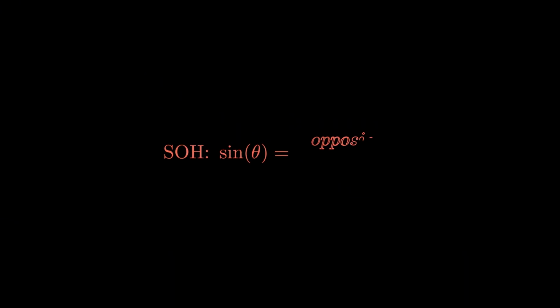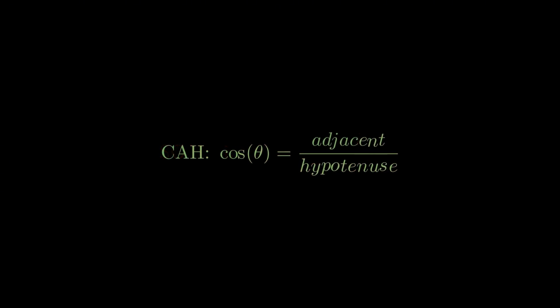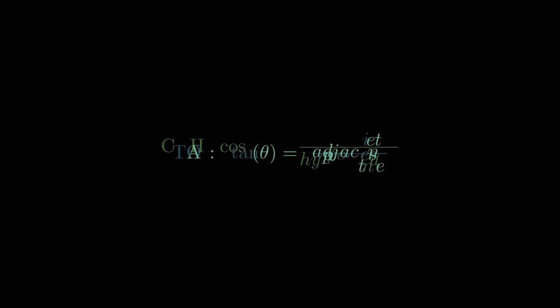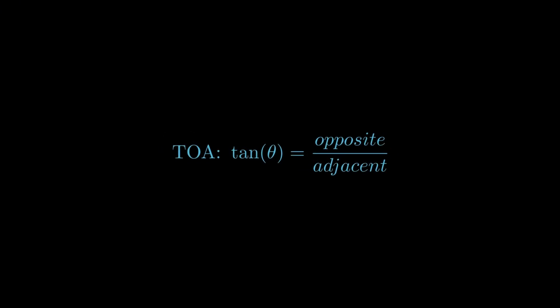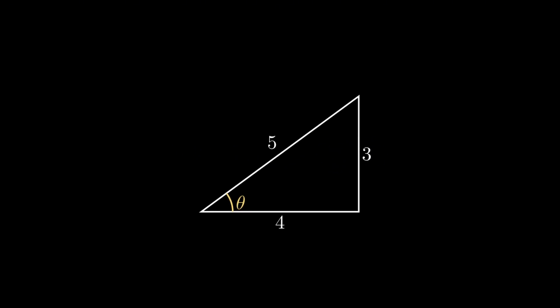And this is where SOHCAHTOA comes in. SO stands for sine equals opposite over hypotenuse, CA stands for cosine equals adjacent over hypotenuse, and TOA stands for tangent equals opposite over adjacent. Now, if we look at this very easy example, we can clearly tell that sine theta is 3 over 5, cosine theta is 4 over 5, and tan theta is 3 over 4.